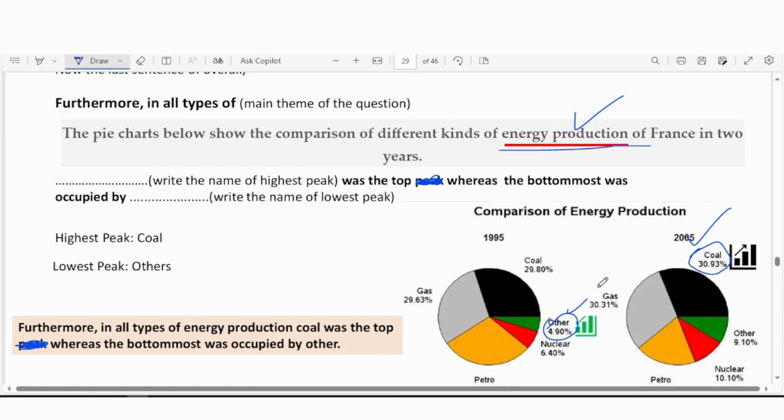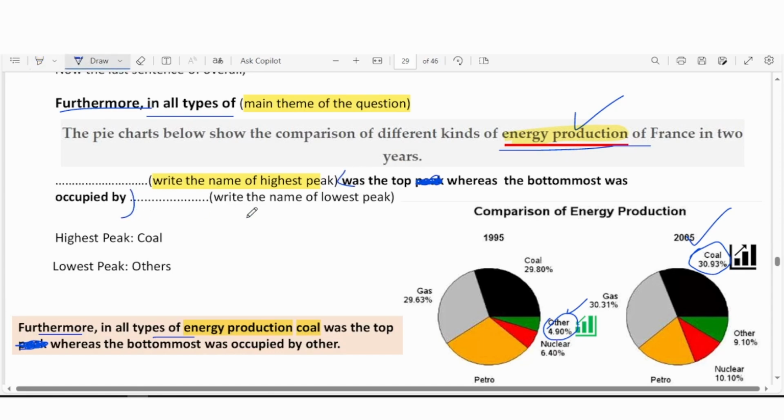Okay, let's go and try the structure now. Do you want to use the connective furthermore? It's a good way. So you write furthermore, in all types of, right? Then you write the main theme of the question. The main theme of the question is energy production. You write energy production. Done. And then write the name of the highest value. The name of the highest value is coal. Okay. All right. After that, you can just memorize from here to here. I'm going to tell you why you should do that sometimes.